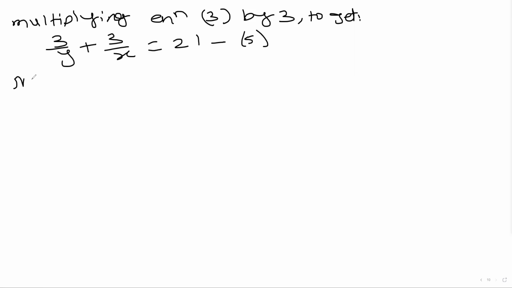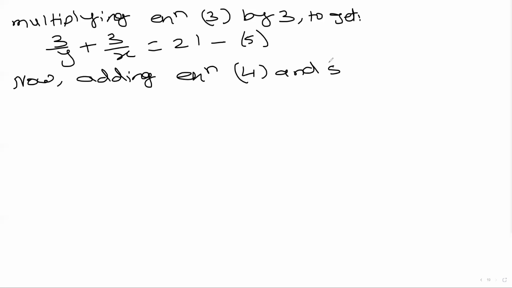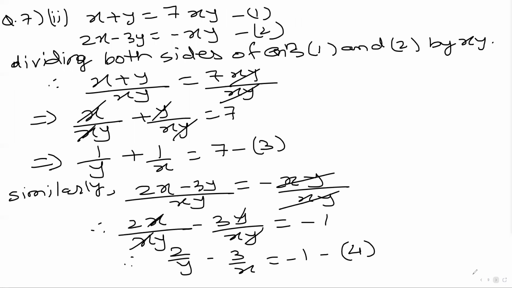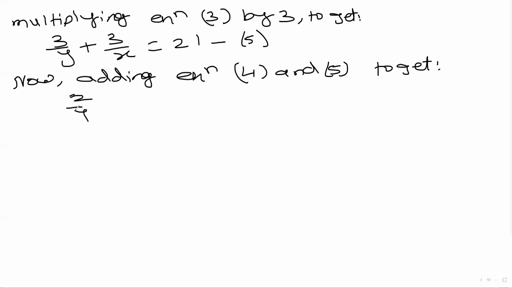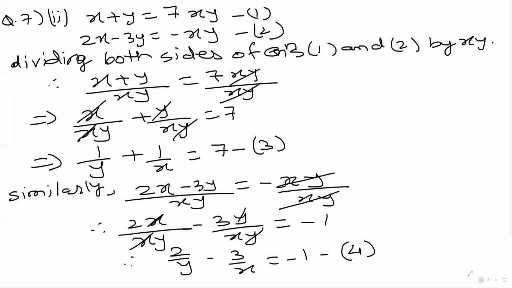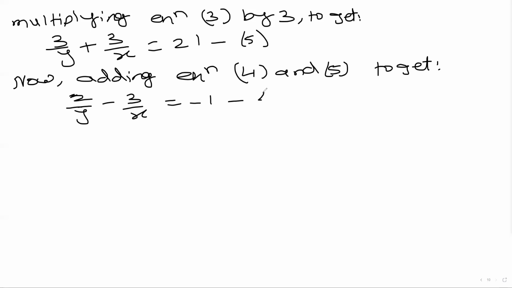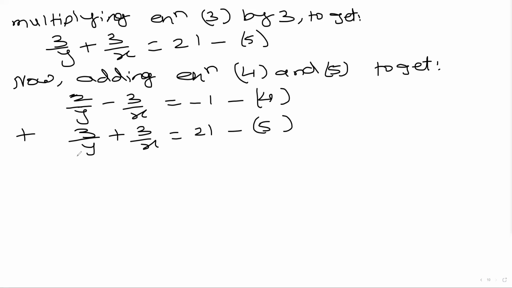Now adding equation 4 and 5 to get 2 upon y minus 3 upon x is equal to -1. And when you add this, you get 3 upon y plus 3 upon x is equal to 21. So if you add, you can eliminate this.